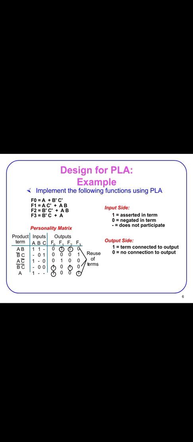Now, for designing these functions of the PLA, we can write the equations here. F0 is equal to A plus B dash C dash. F1 is equal to AC dash plus AB. There are four outputs, F0, F1, F2 and F3, using the OR gates. Using the K-map, we find these four equations, F0, F1, F2 and F3.